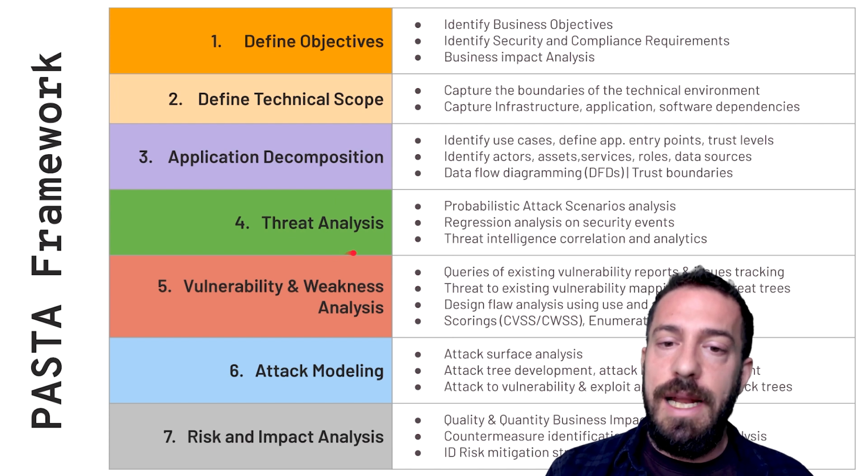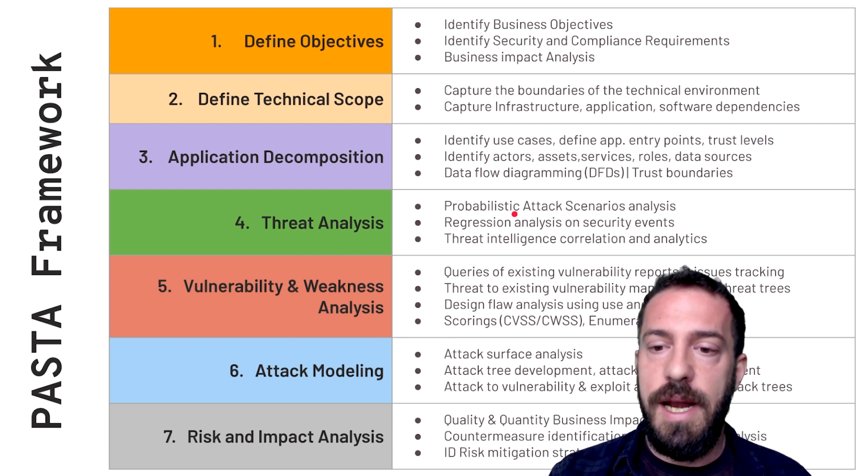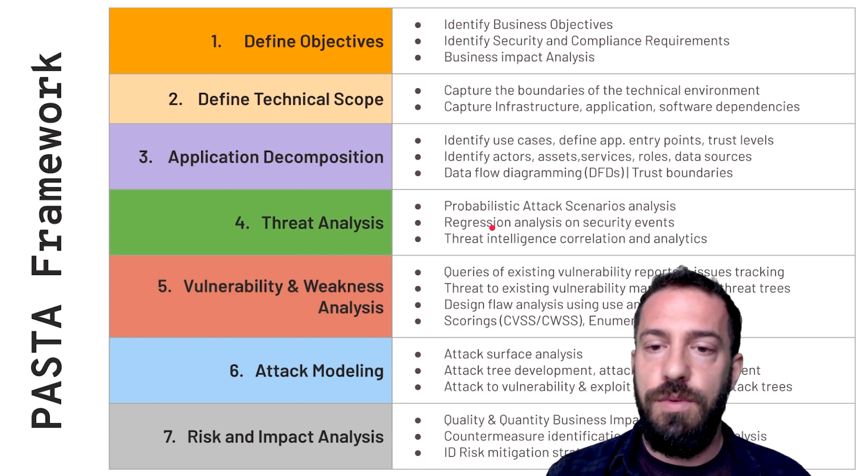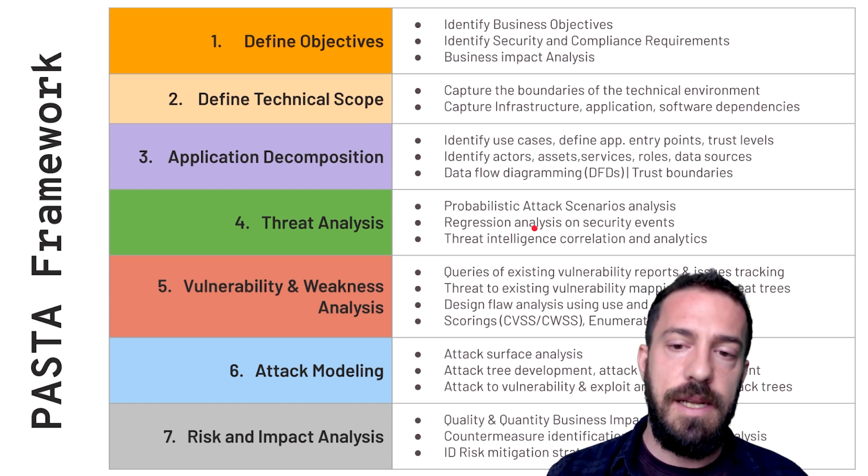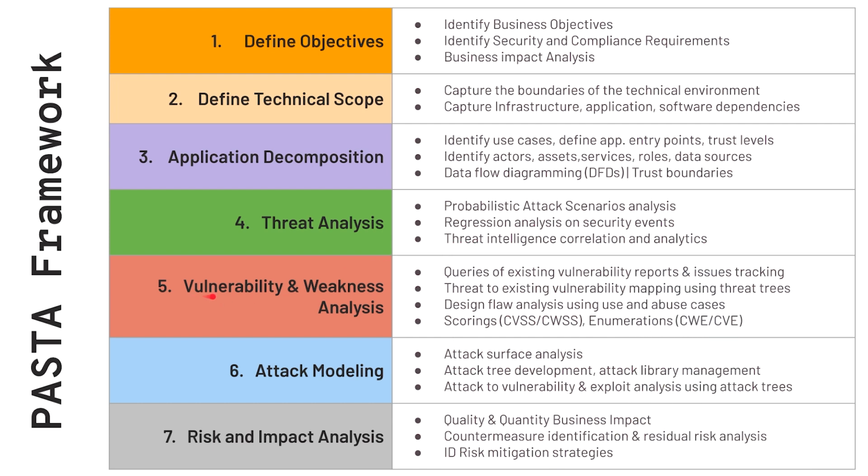And then we move to threat analysis, which goes to attack scenarios, regression analysis, security events, and threat intelligence correlation and analytics. Then vulnerability and weakness analysis: we try to see what vulnerabilities are applicable to our system by seeing the scoring mechanisms, CVSS, CWE, finding use cases, vulnerability mapping with threat trees, or in the attack modeling phase, we can do attack trees. We'll see an example later.